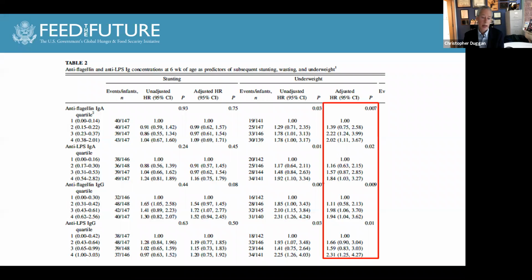So these antibodies were measured close to birth at 6 weeks of age, and the children were followed until 18 months of age. And what you can see in the red box is that compared to people in the lowest quartile of any of these EED antibodies, children in the highest quartile, the fourth quartile, if you will, of this exposure, had approximately doubling of the risk of developing low weight for age z-scores over the course of follow-up.